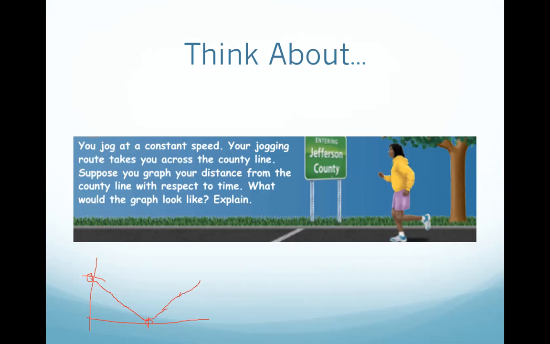Well, notice this is V-shaped, and because it's distance, and distance is never negative, this models an absolute value function, okay? The slope of this line is dependent on how fast you're jogging, so the speed that you're jogging would be the slope of the line. And the bottom of this V shape is called the vertex. The vertex, where it turns around, is when the distance from whatever we're measuring is 0. In this case, it's when we crossed the county line.